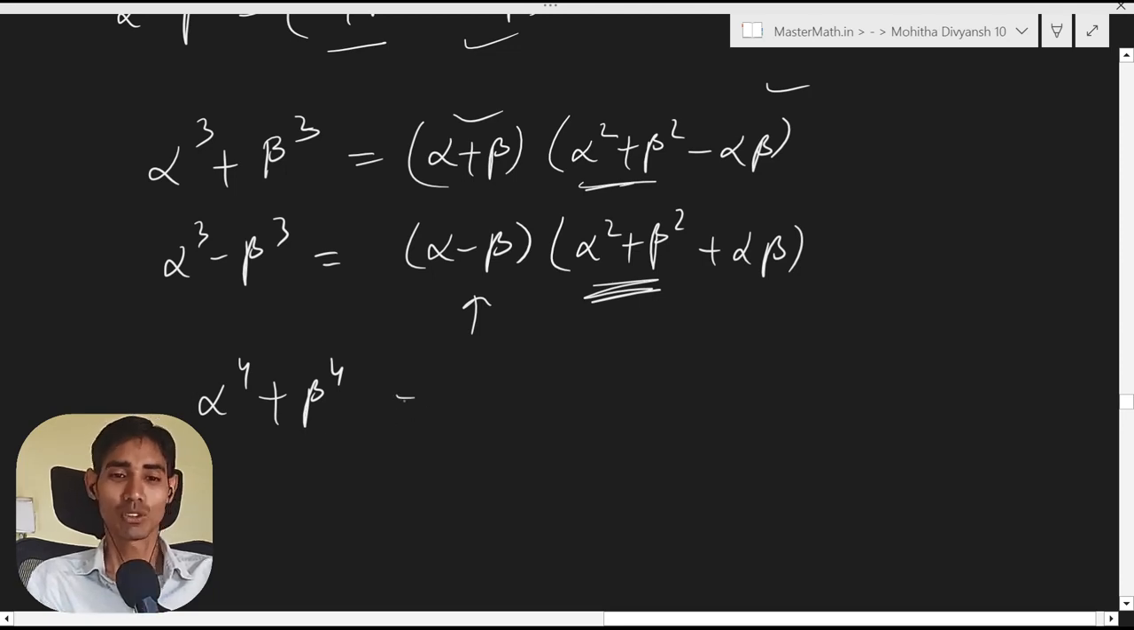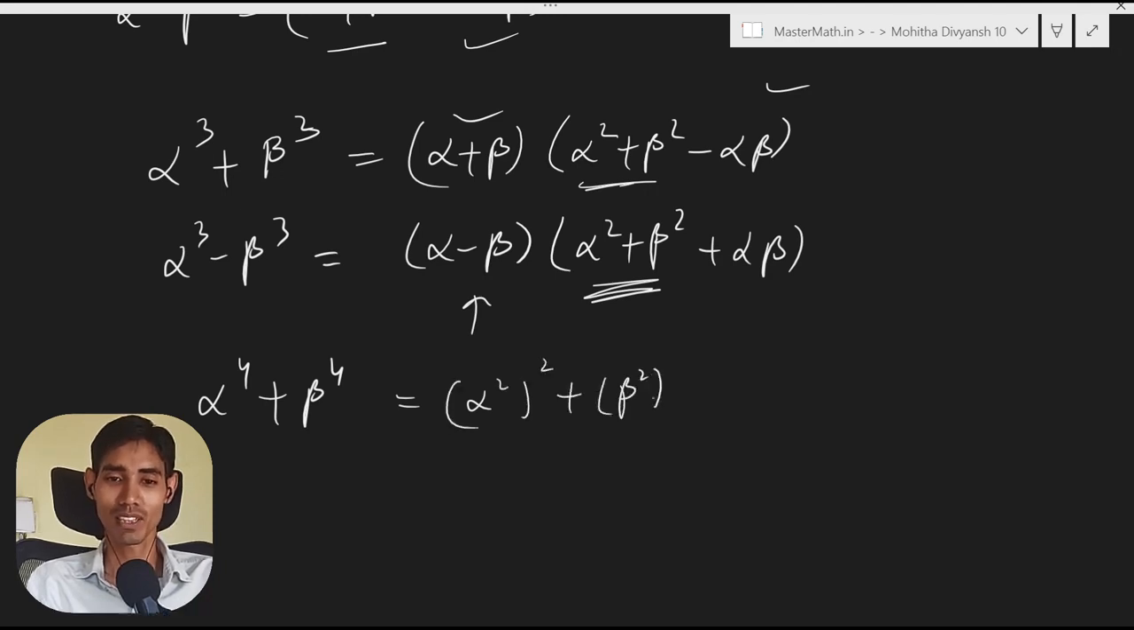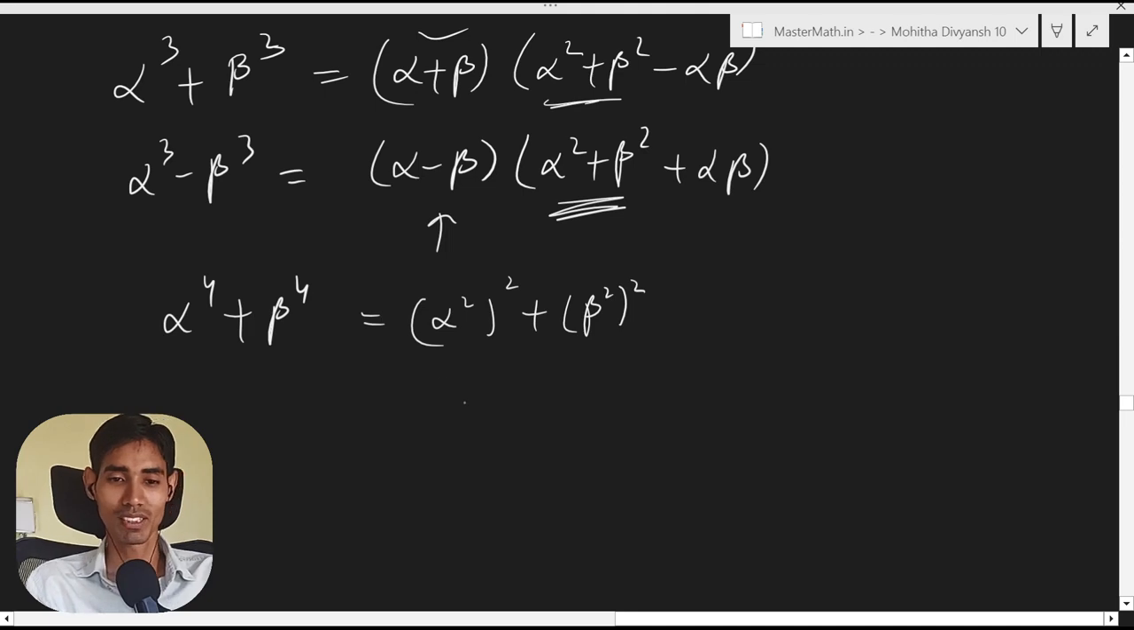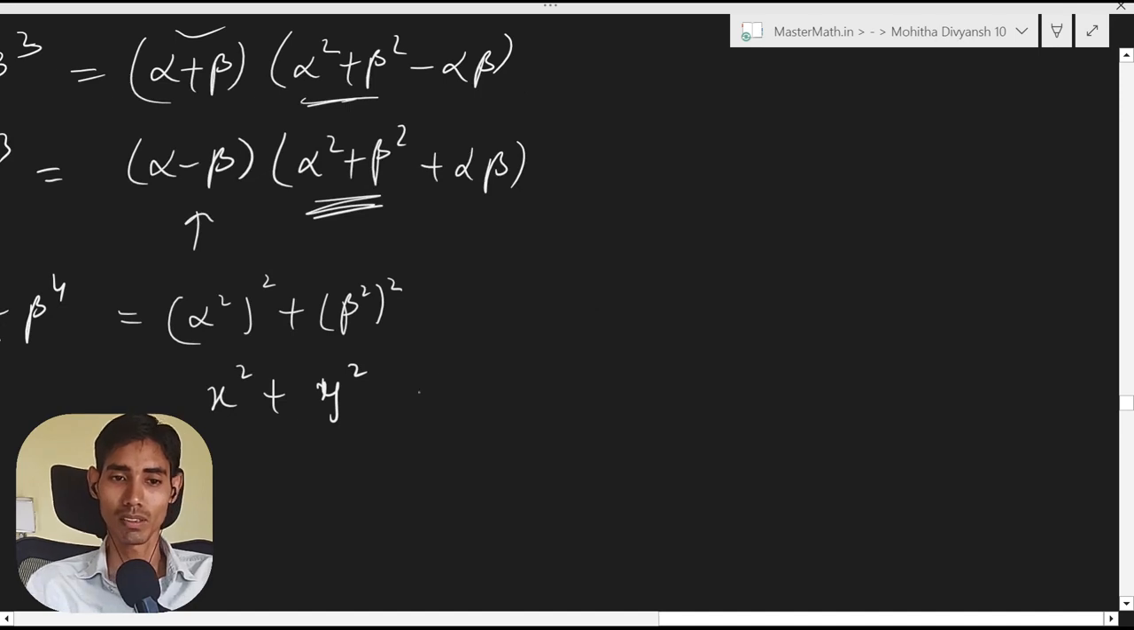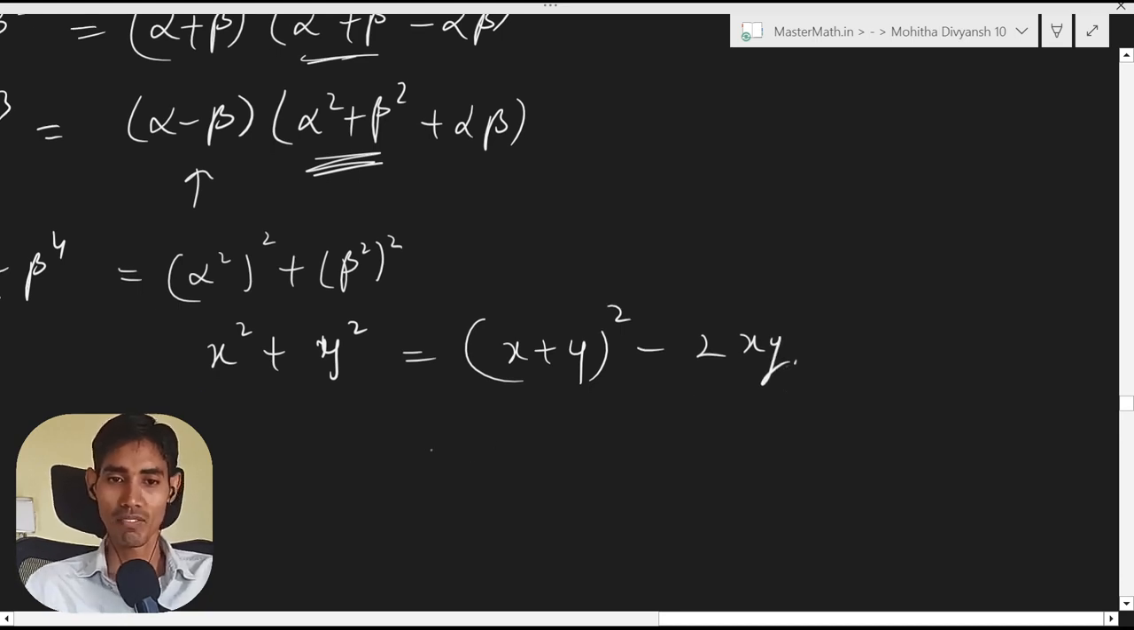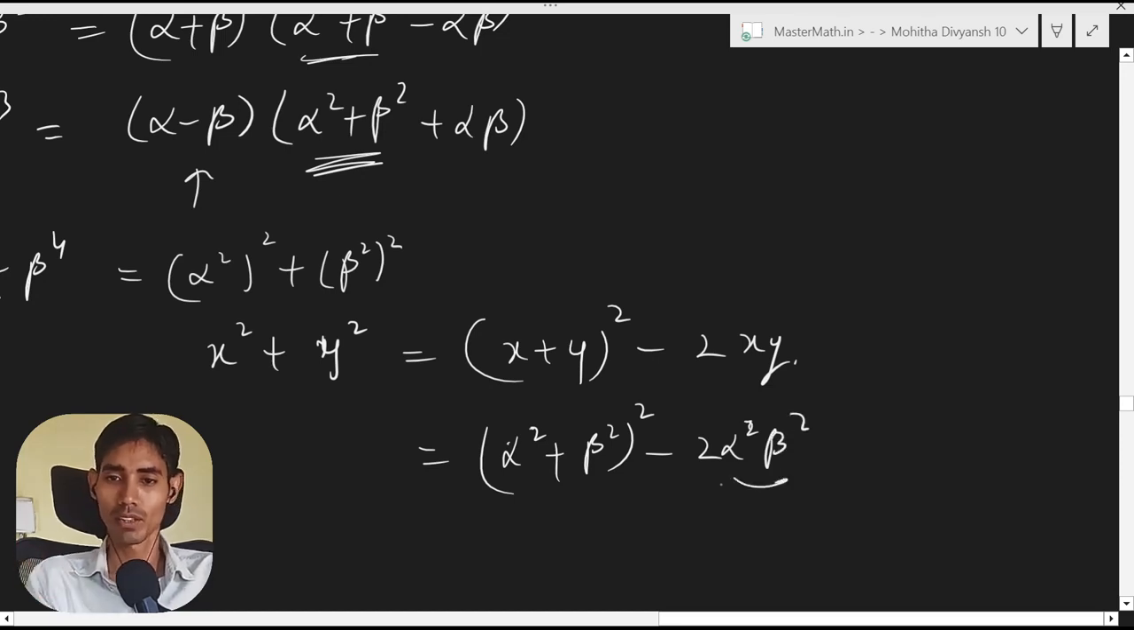Okay, so here we take alpha square plus beta square. I would have given you more time, but just to save some time. Now this is x square plus y square form. So what is this? This is (x plus y) square minus 2xy, which is (alpha plus beta) square minus 2 alpha beta. So this is the product, alpha beta square.